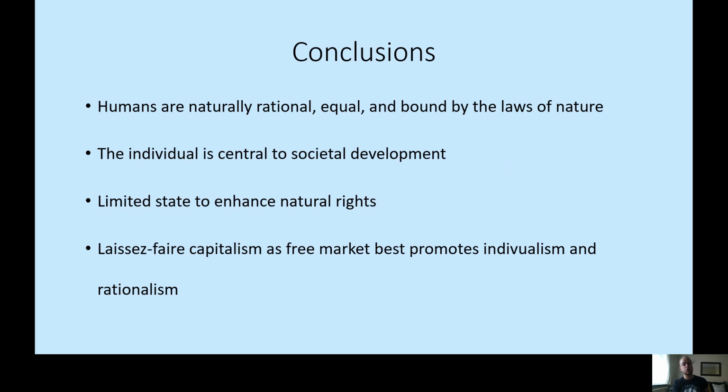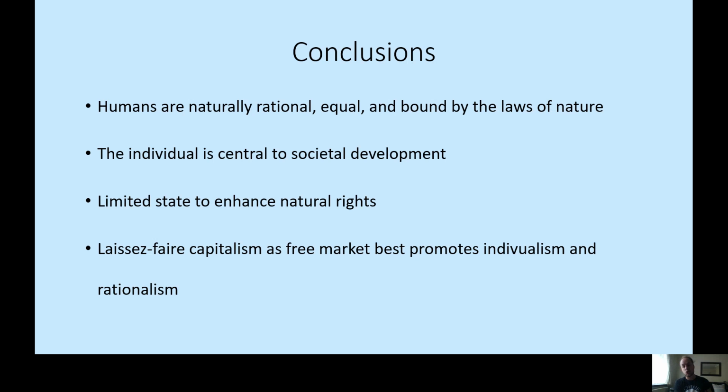So just some key conclusions from this lecture. The key ideas of classic liberalism is that humans are naturally rational, equal, and bound by the laws of nature. We are all confined to these rules. The next one is that liberalism is central to society's development, that unless the individual can flourish, unless we have the tools to become rational beings, society will not progress.